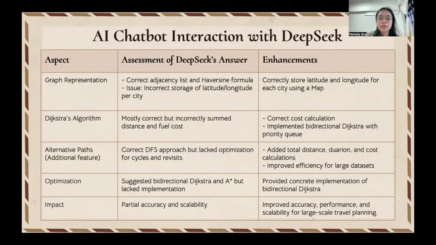While optimizations like bidirectional Dijkstra and A-star are suggested, their implementation is missing. Enhancements include correctly storing city data, fixing cost calculations, and improving path efficiency. This changes accuracy, performance, and scalability for large-scale travel planning.